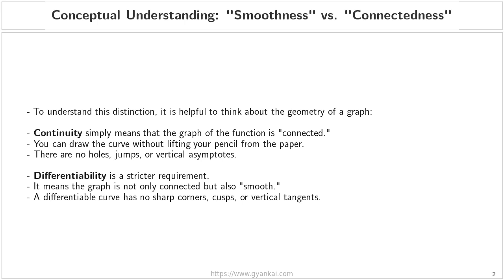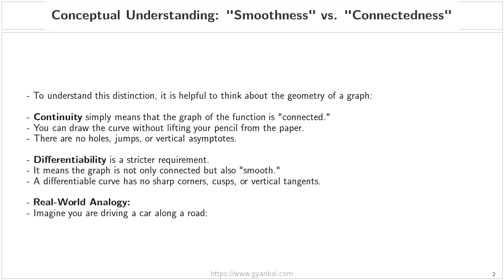For a function to be differentiable, it is not enough for the graph to be connected. It must also be smooth. This means that as you move along the curve, there are no abrupt changes in direction. Specifically, a differentiable curve cannot have any sharp corners, cusps, or vertical tangents.